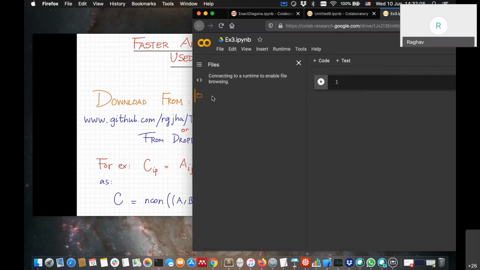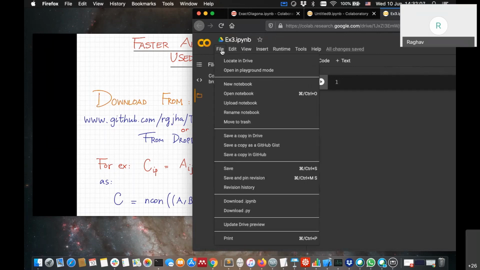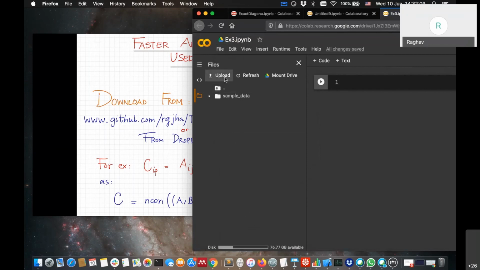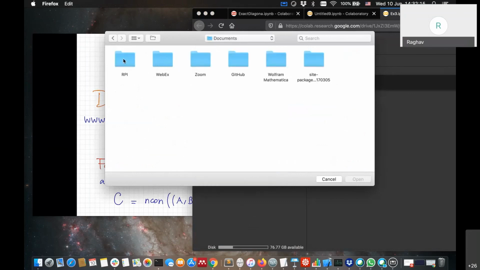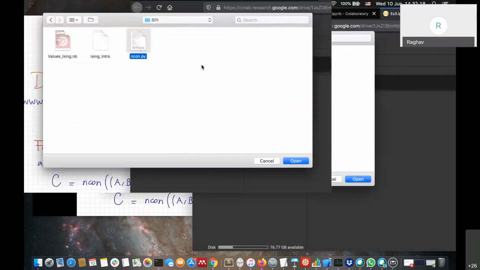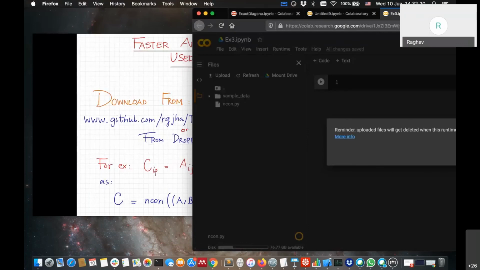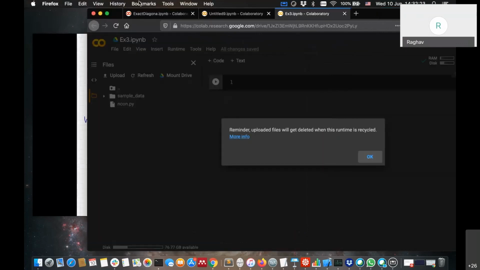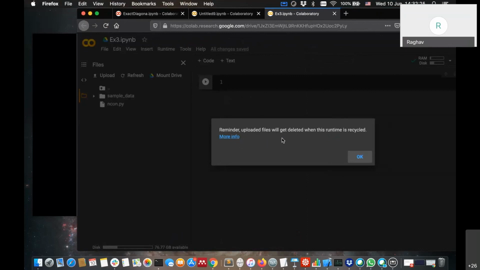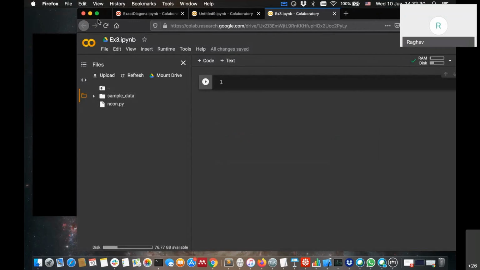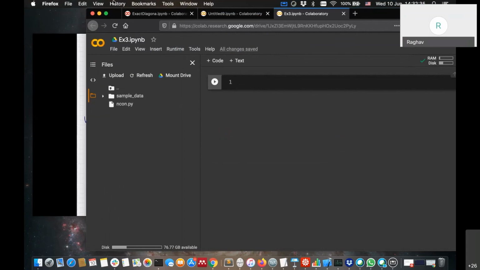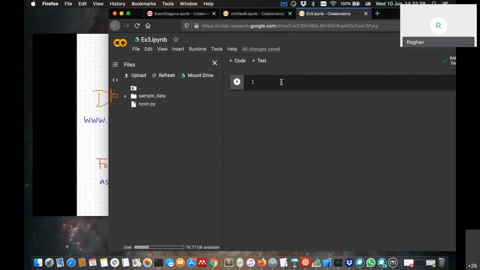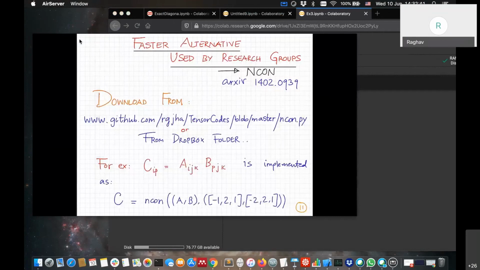But for me, suppose this will work, then I go to file, I have to upload some file from somewhere, and then I go to documents, in which I have this folder, and then I have this ncon. So I just import that ncon to my Colab, and it gives me a warning saying, reminder, uploaded files will get deleted when this runtime is recycled. So that's fine, but I'll just upload this. So now I have ncon in my directory here, and when I call it in my code, it'll pick it up, and then we can do whatever we want to do.